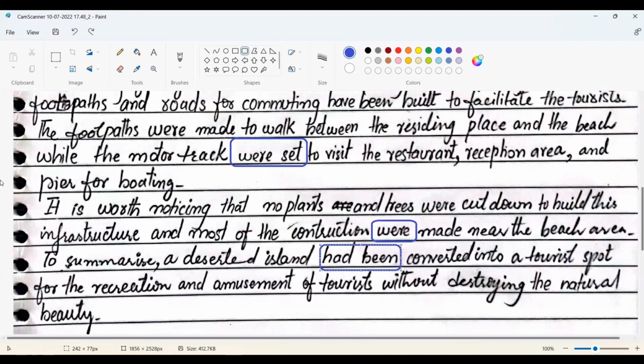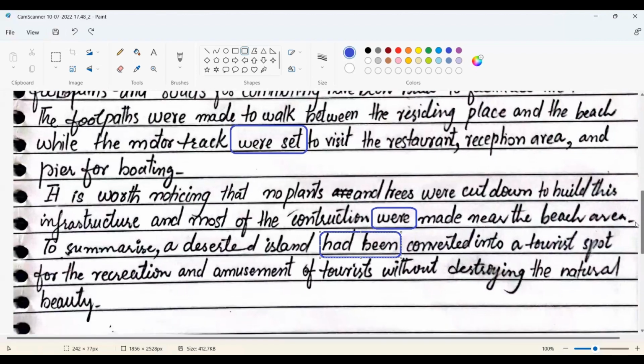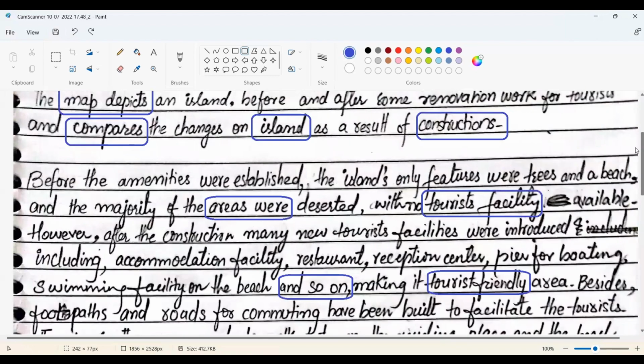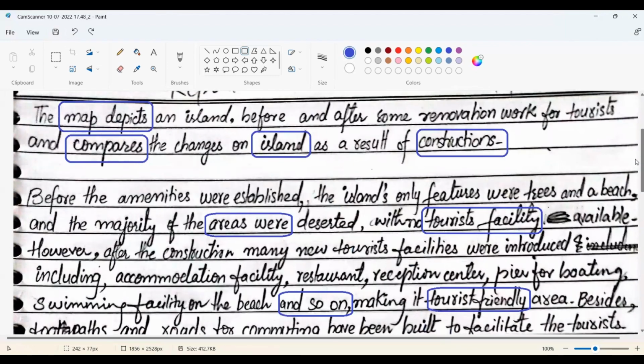without destroying the natural beauty of the place, of the area, or some word like that, so that it refers to the natural beauty of that particular place we are speaking about. Is it clear? Yes. So this was well done, well written.